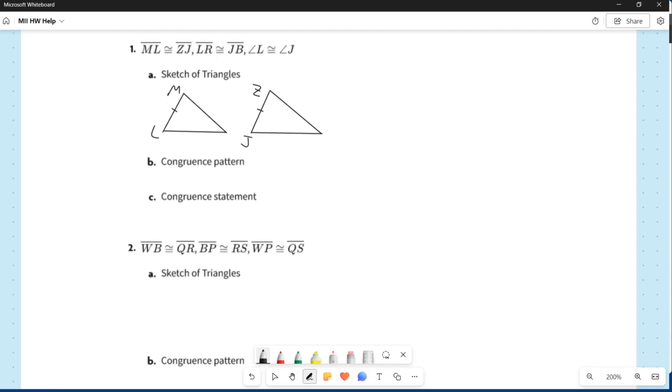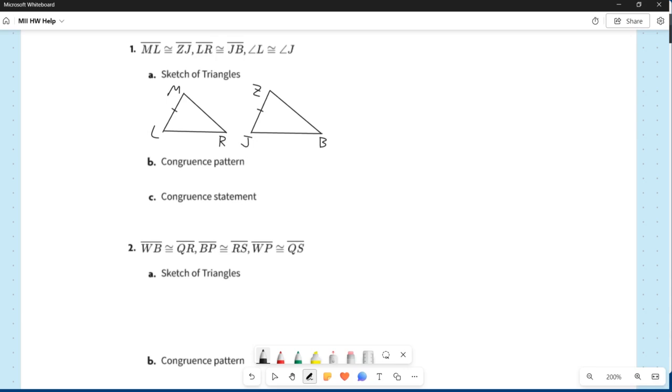Second statement says that LR is congruent to JB. Well, I've already placed L, so I can't replace it. So I'm kind of locked into L being there. R, I have to place, but I only have one more place to put it. Right? There's only one more vertex that hasn't been labeled, which kind of has to be R. Likewise, on the right, we're talking about JB, so B kind of has to go there.